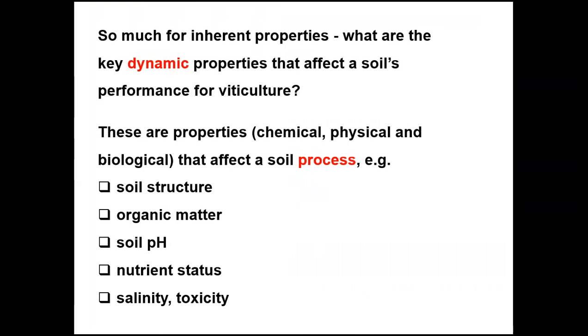Now, moving on from these inherent properties, which, as I said, you can't do a lot about, onto the dynamic properties that also are very important as far as soil health is concerned. And I've listed them there, these properties that affect some process in the soil. It might be decomposition of organic matter, could be water retention, drainage, could be mineralization of nitrogen. And I've listed them as soil structure, organic matter, soil pH, nutrient status, salinity, and possible toxicity. These are by no means an exhaustive list, but they are some of the more important dynamic properties, which, as the name implies, can change quite quickly, and they are susceptible to management by the grower.